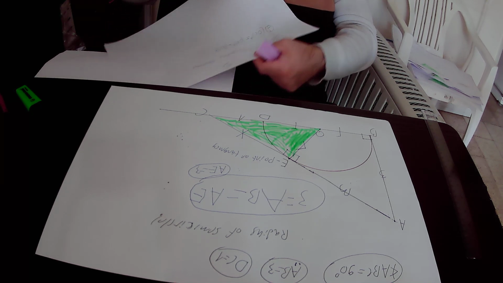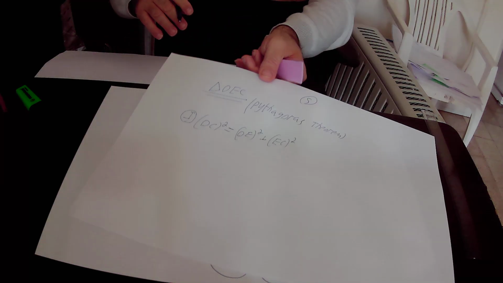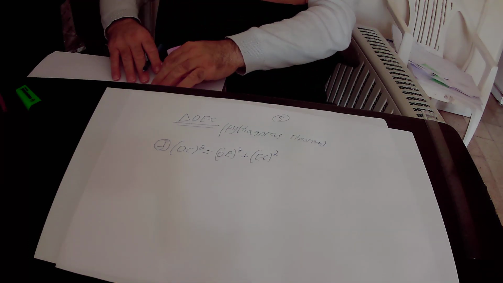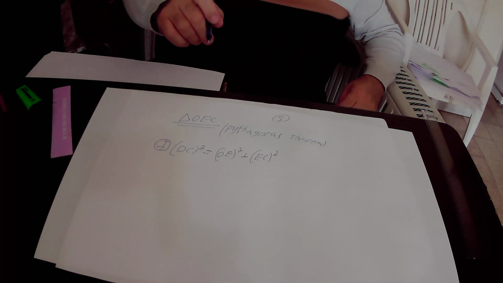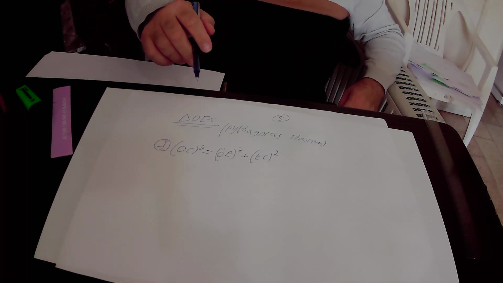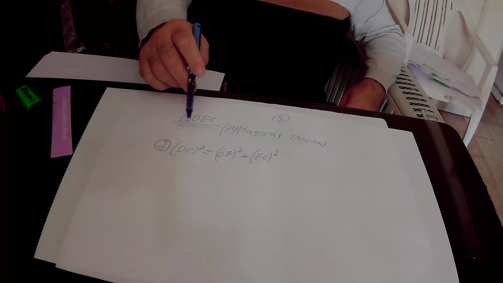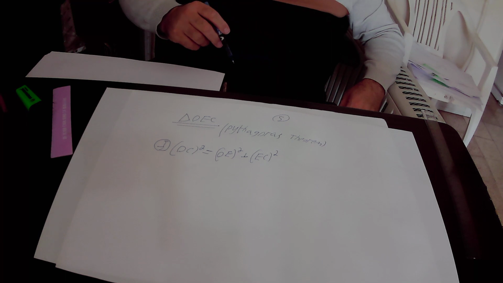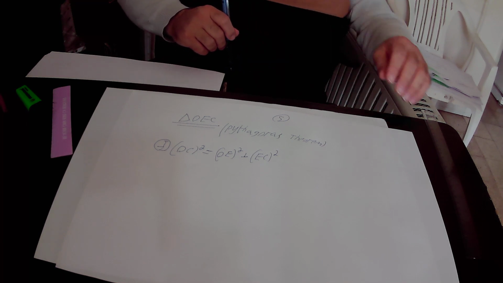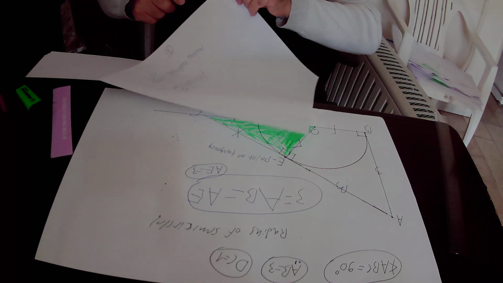So I'll repeat again. If you focus on the green triangle OEC, then according to the Pythagoras theorem, the square of the hypotenuse equals the sum of the squares of the perpendiculars. That is to say, OC square equals OE square plus EC square. Okay, but what is the value of OC?